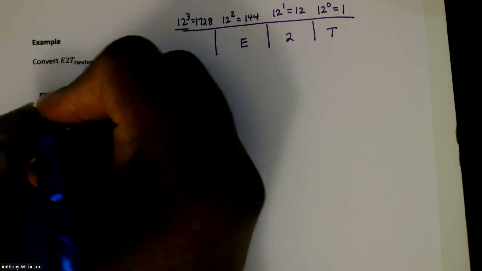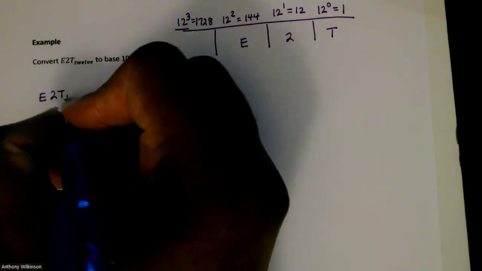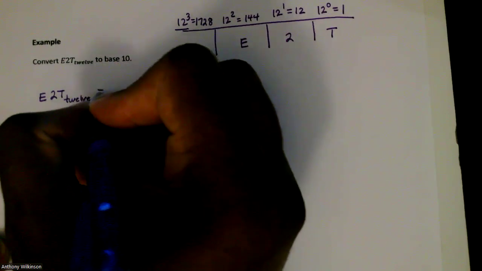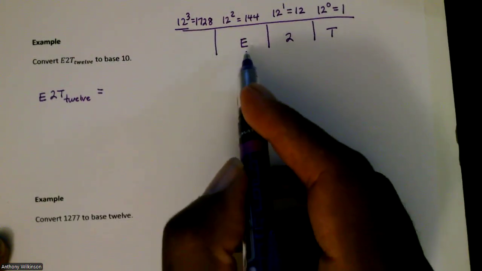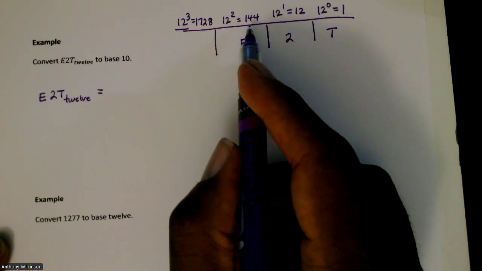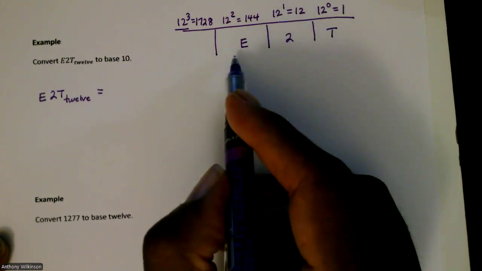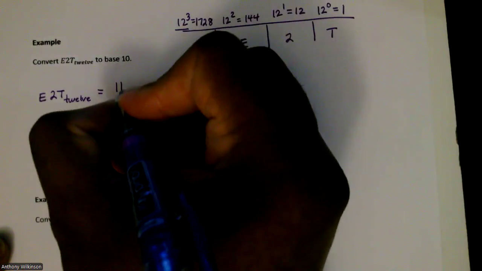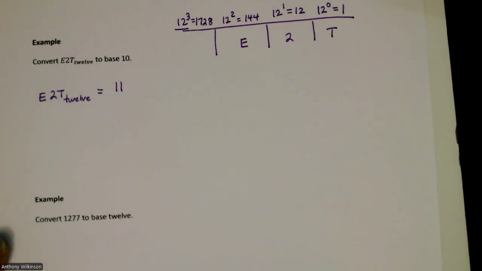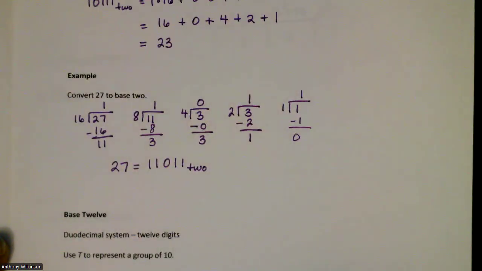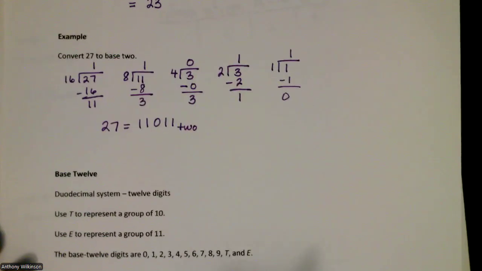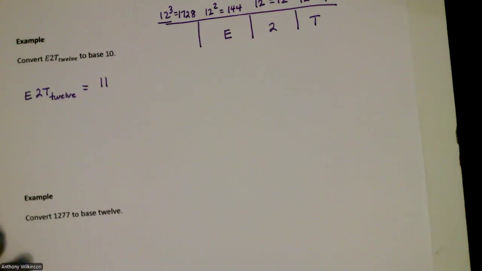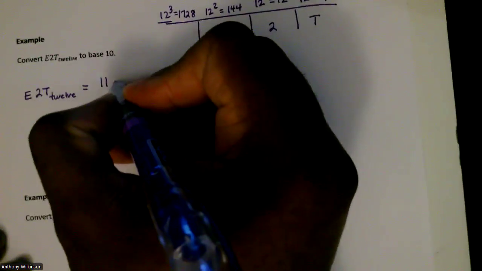So for E2T, with a base of 12, if we convert it to base 10, it'll be this. That E is right here for 144. But E represents the number 11. Keep that in mind. E represents the number 11. Because if you look here, after 9 is 10, but that's your T, and then E is 11. And that's 11 times 144.